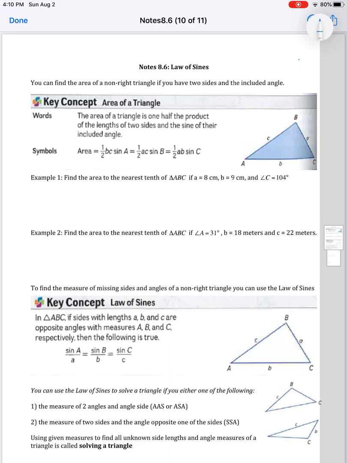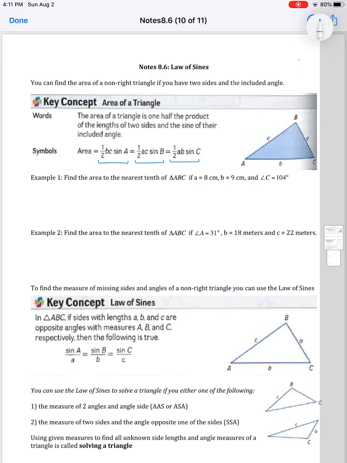So when we talk about area here, the area of a triangle is 1/2 the product of the lengths of two sides and the sine of their included angle. So you've got three possibilities here. You have 1/2 little b c sine A, 1/2 little a little c sine B, or 1/2 ab sine C. And you're only going to use one of them. So the nice part is you're given the information. You're always given everything. Okay? You're not going to have to be searching or finding anything.